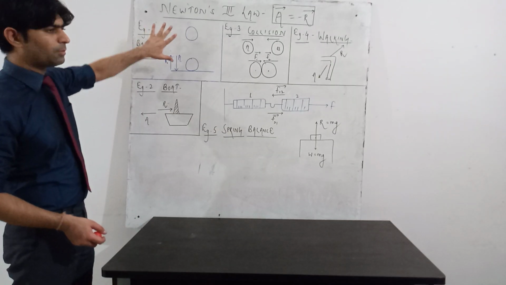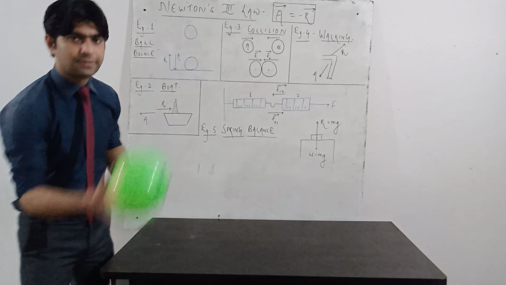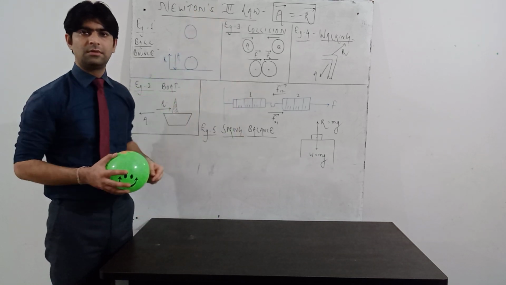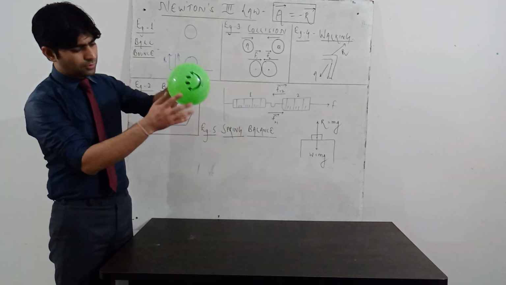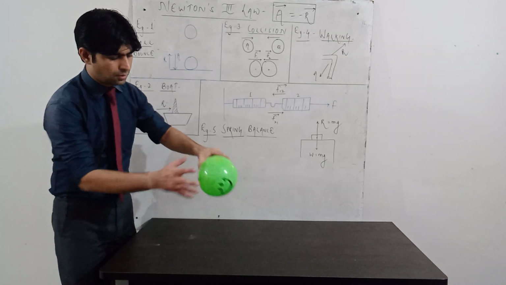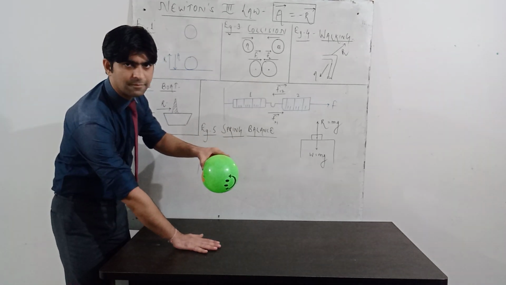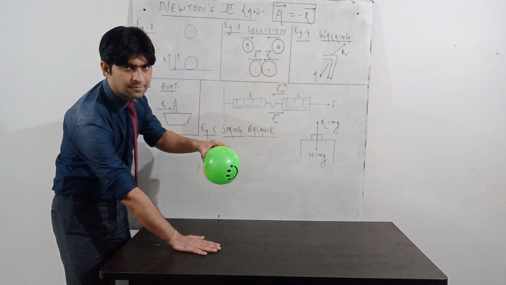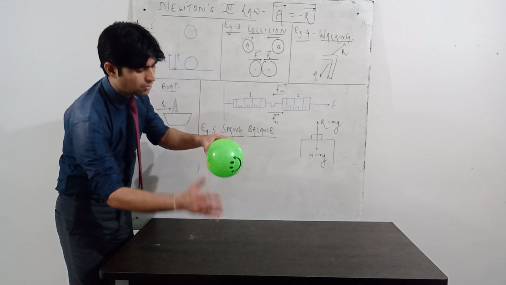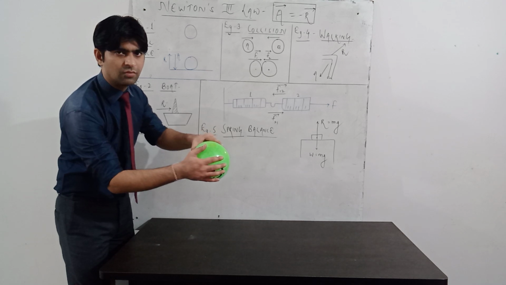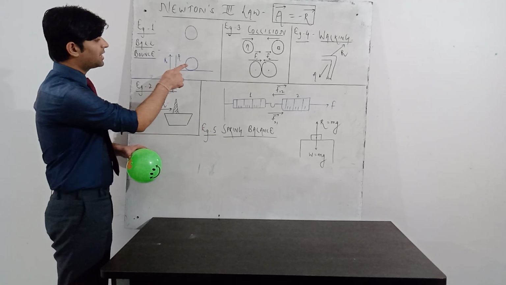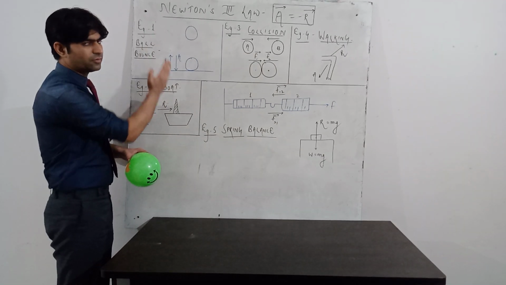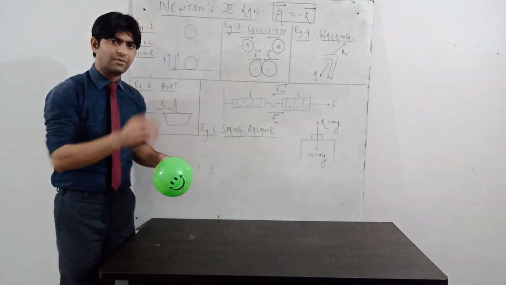So this is the case of a ball bouncing. Suppose I take this ball here and drop it on the surface. When this ball has struck the surface, it has applied a certain amount of force on this table, which we call action, and the table has applied an equal amount of force on the ball, which is called reaction. So the force applied by the ball on the table is called action, and the table has given a certain amount of force to the ball so that it can bounce back, which is called reaction.